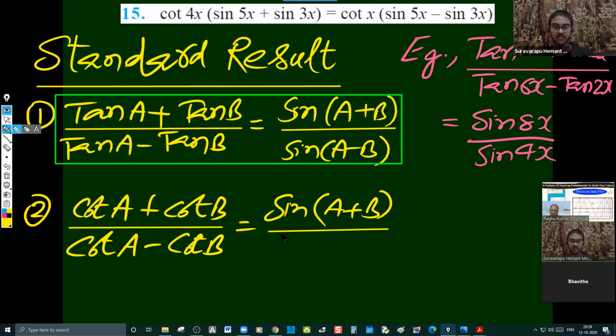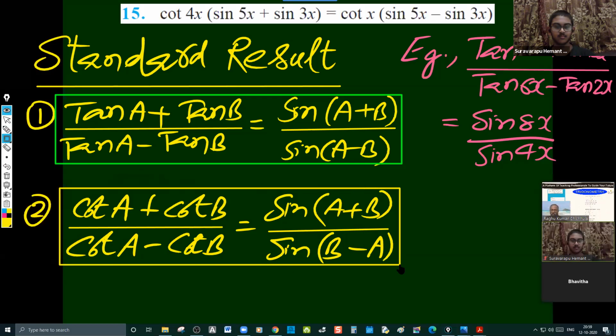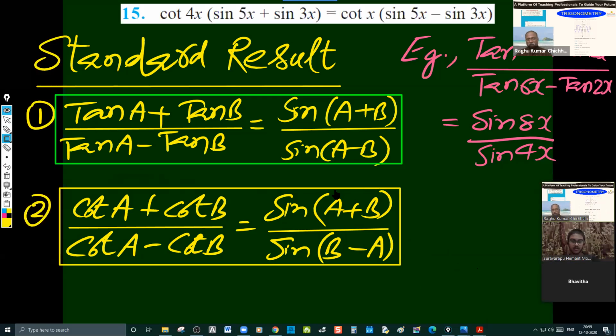What should it be? Bhavita. Not sine of A minus B, please. Sine of B minus A. You are neglecting the simplification. Are you there? Yes, sir. So that can also be written as minus of sine A minus B, right? Yes. Okay. Done or not?